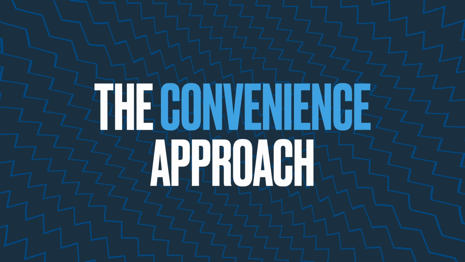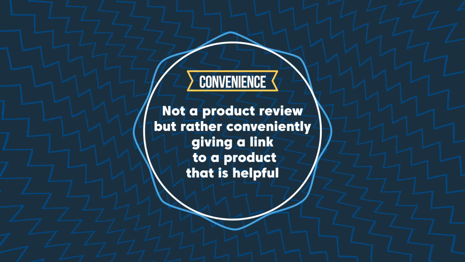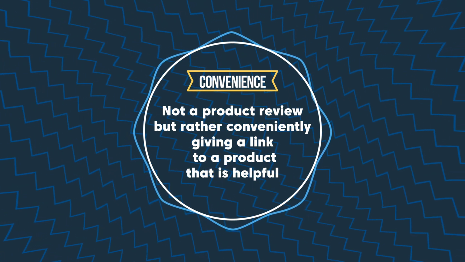This is the approach that we call, and we have another video, I'll go ahead and link to it right here, about our approach to affiliate strategy, actually 4 unique approaches, and one of them is called the convenience approach. In this approach, it's not about reviewing a product, it's about just conveniently giving people a link at times when they're going to need it.